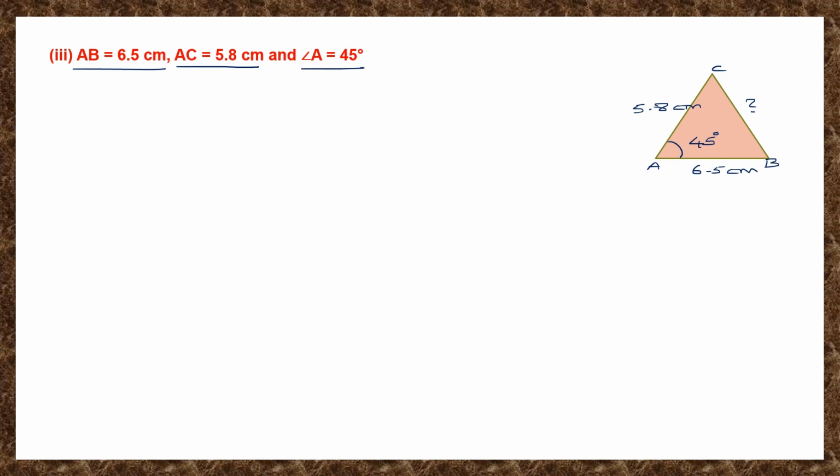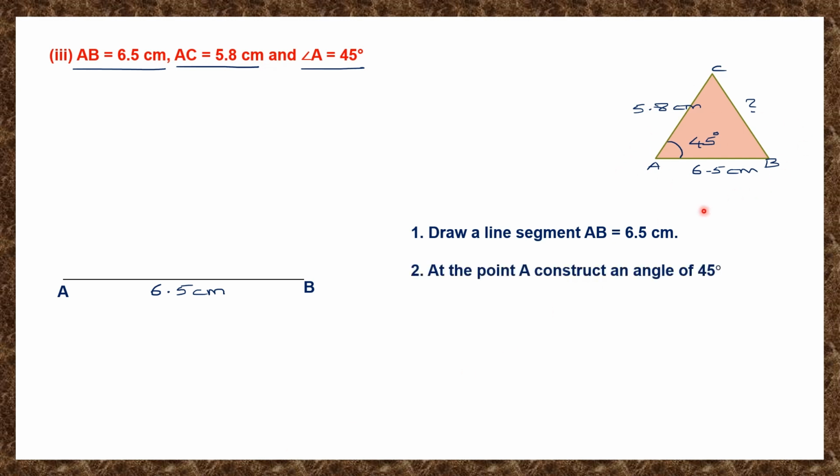Now let's start our construction. Draw line segment AB equals 6.5 centimeters. So let's do that. Take 6.5 centimeters on your ruler, draw a straight line, name it A and B, and this is 6.5 centimeters. What is the next step? Now look at the figure and decide what your next step is going to be. Next step is at the point A, construct an angle of 45 degrees.